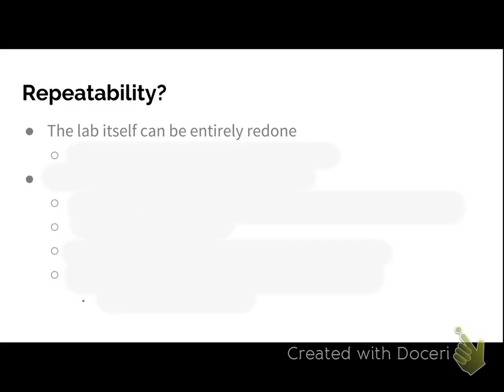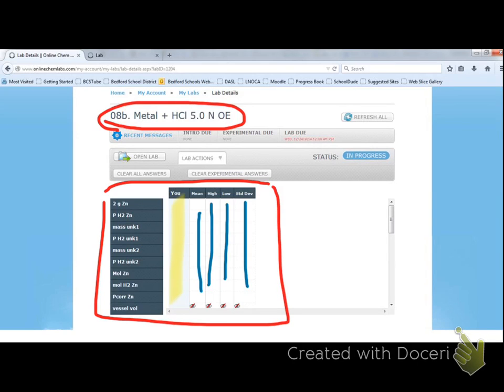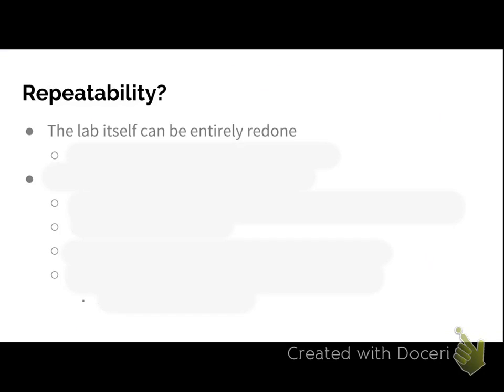So repeatability. The lab itself can be entirely redone. So if you go back to this page, there's a clear all answers button that I just highlighted in yellow there. That will clear all of the data. So if for some reason the student feels as if they need to redo everything, that is an option. That would be option number 1 on that.